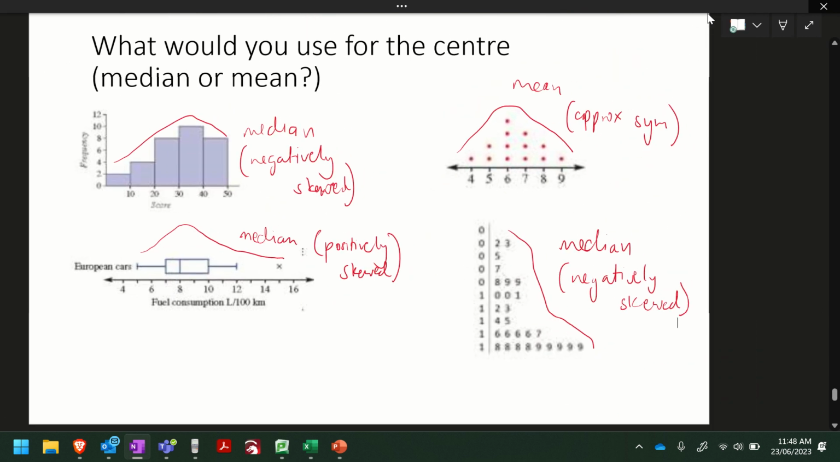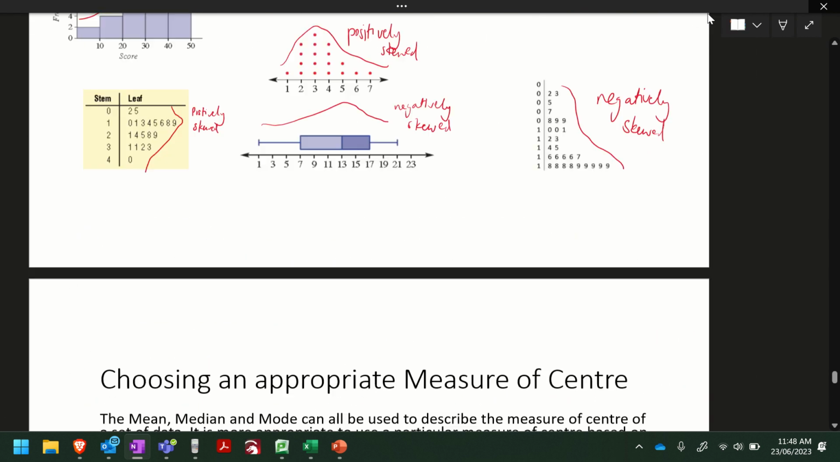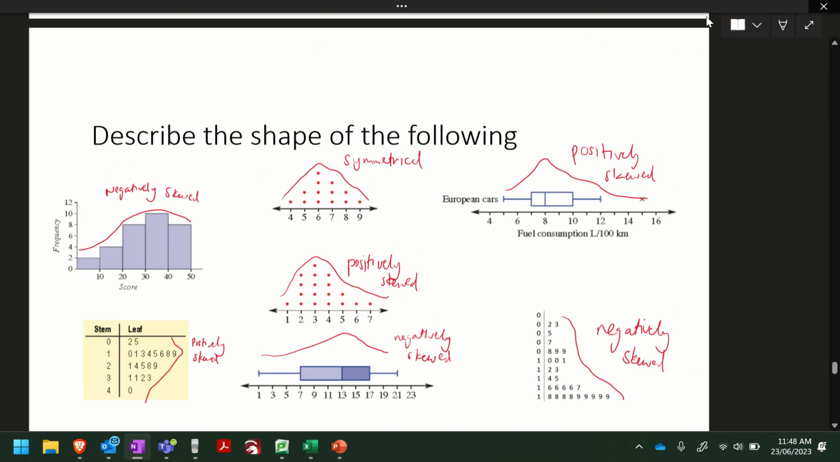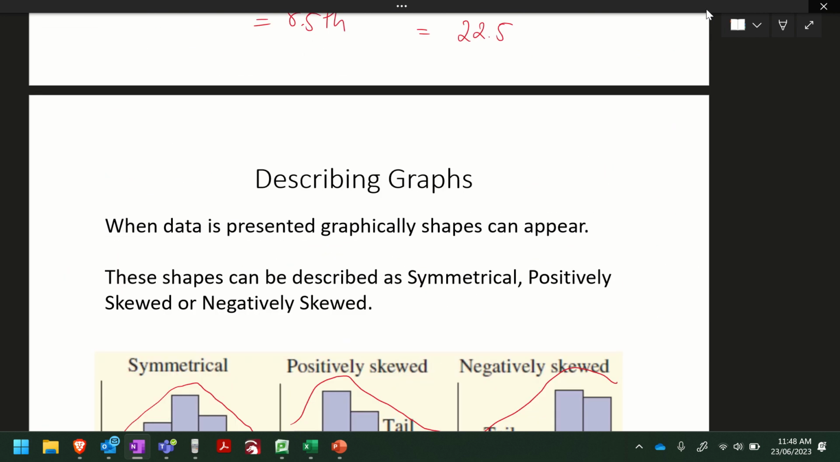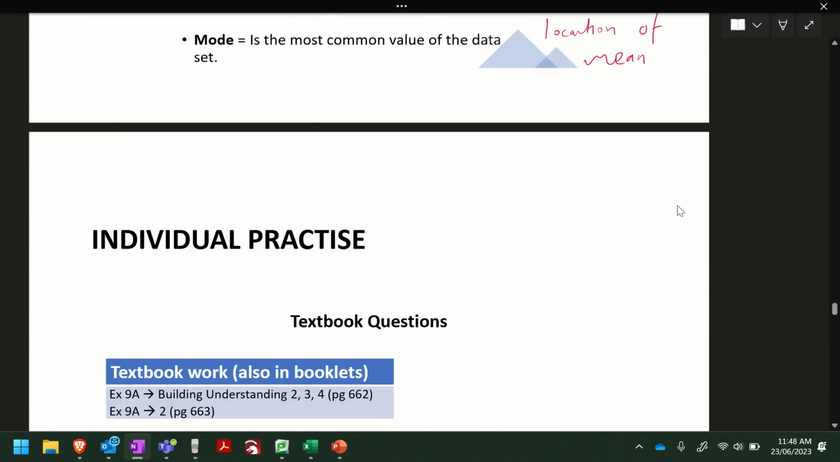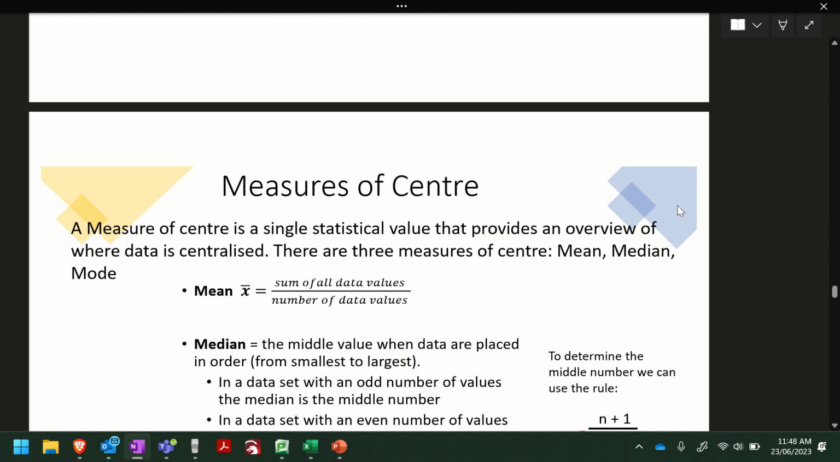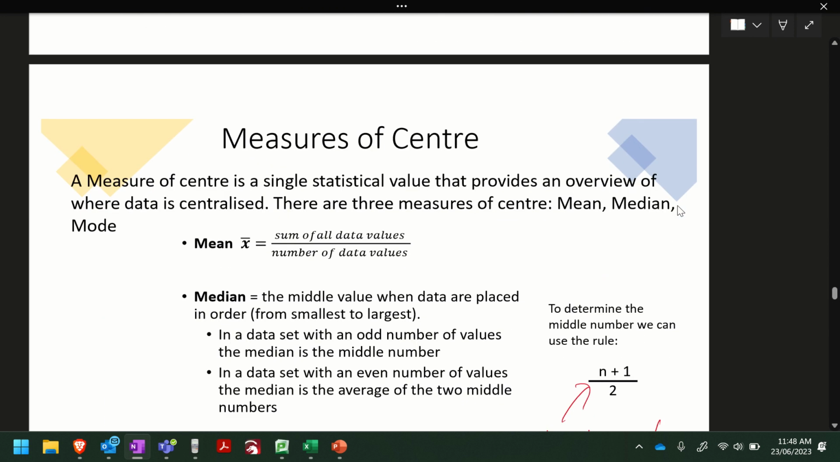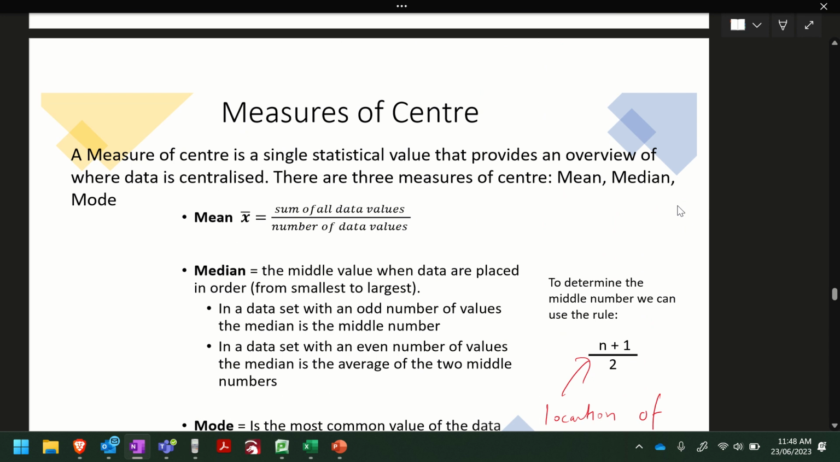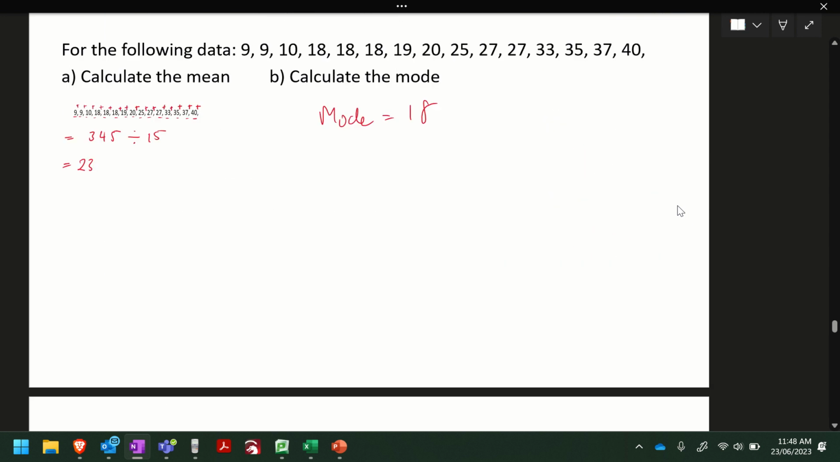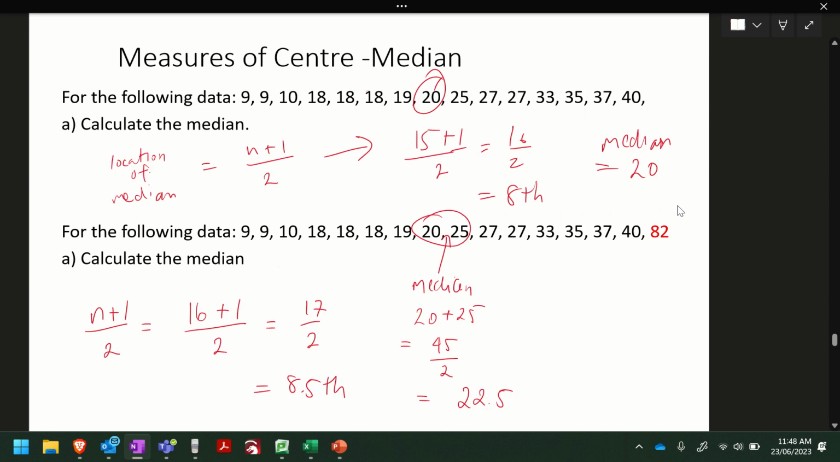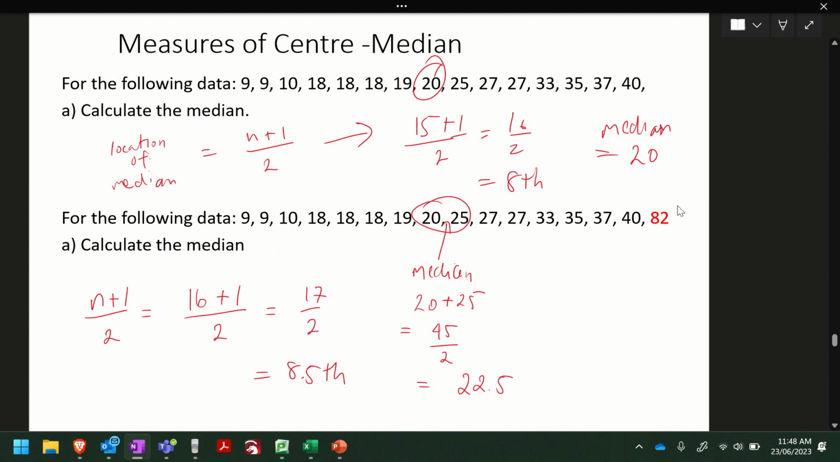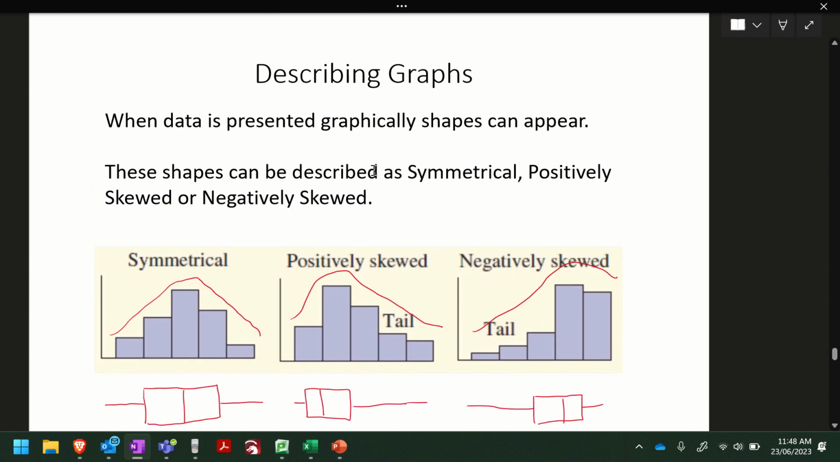All right, any questions? Any comments? Anything you want to add? Okay, so lastly, before I let you guys off and start working, measures of center, you have mean, median, mode. Mean, add everything up, then divide it by the number of numbers. Median, you're just finding the middle, but you have to make sure the numbers are in order, lowest to highest. Just be mindful of whether it's an odd number of numbers or even number of numbers. And then mode's the most frequent.